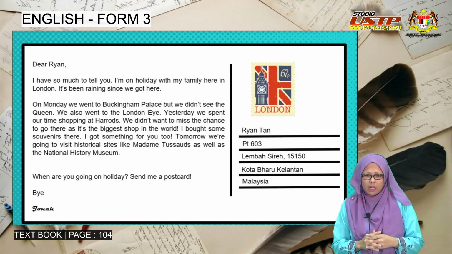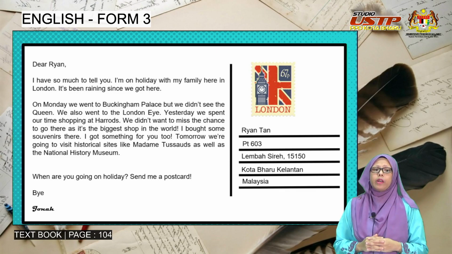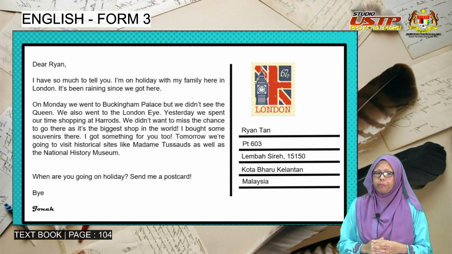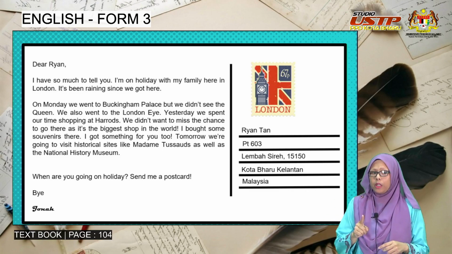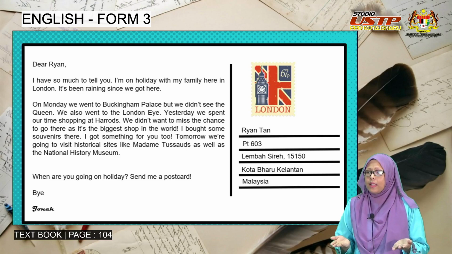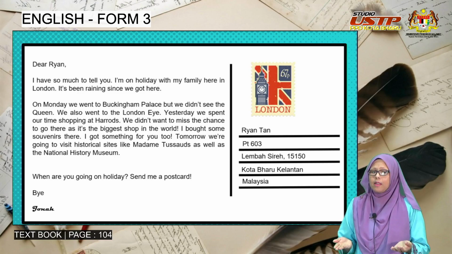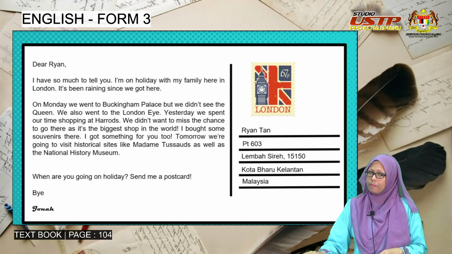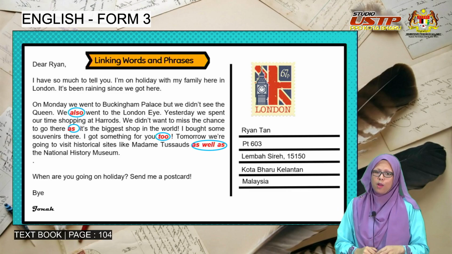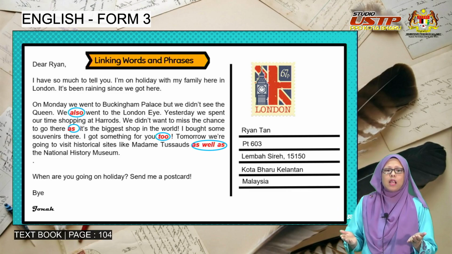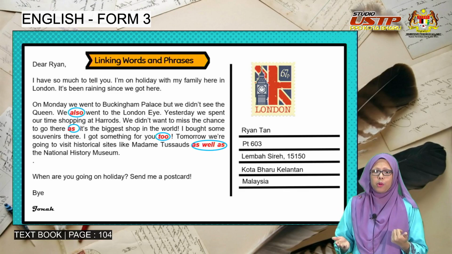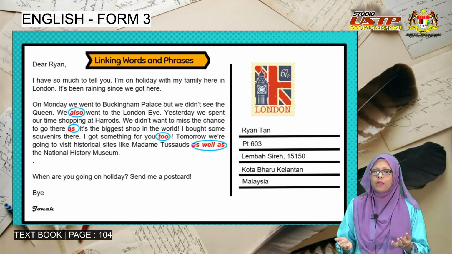Now, let's look back at Jonah's postcard. Can you identify any linking words and phrases in this postcard? I want you to focus on paragraph 2 in the content paragraph. Did Jonah use any linking words and phrases in this postcard? Yes, he did. Good job, Jonah. Jonah used linking words and phrases such as also, as, to, and as well as in his postcard. Very good.